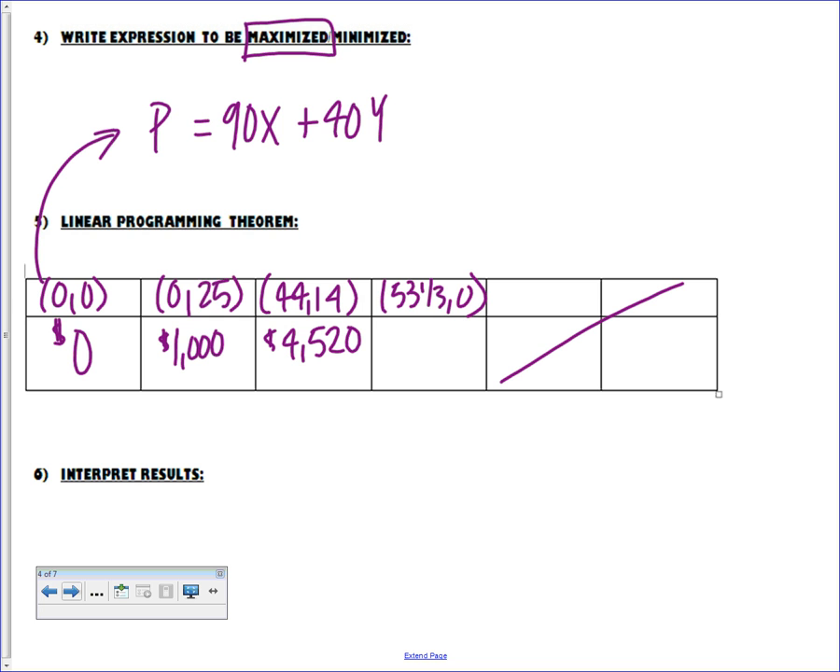Now the next one comes 53 and a third. Yes, I can plug that into the equation, but does that make sense? Could I actually make 53 and a third rings? No. So what you're going to do is you're going to use the next feasible option, which would be 53. Now I rounded down because our inequalities said less than or equal to. If it had said greater than or equal to, I would have rounded up. So I'm going to round that to 53, 0, and then that would give me a maximum of $4,770.